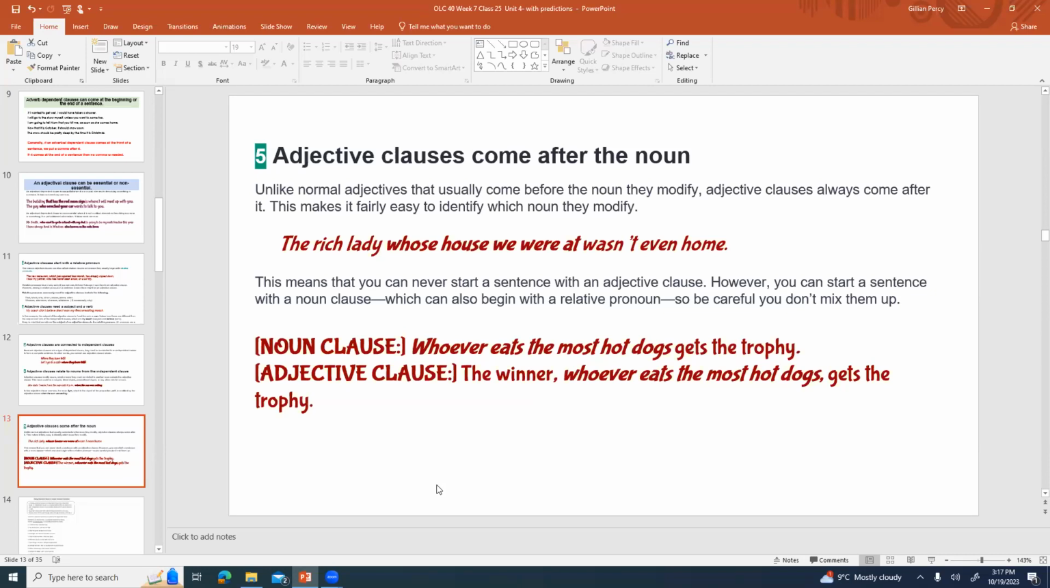Now, in this case, if I said the winner, he or she gets the trophy, it's not really necessary, right? I'm explaining how you become the winner. You become the winner by eating the most hot dogs. Okay, and because of that, it's being set off with commas. It's a non-essential adjective phrase.